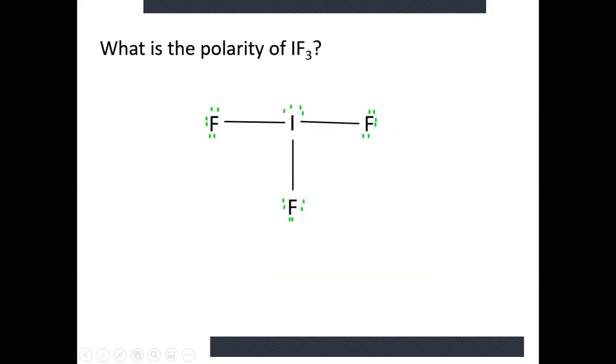So we have IF3. We want to determine the polarity of this molecule. So the first step, determine the molecular geometry.